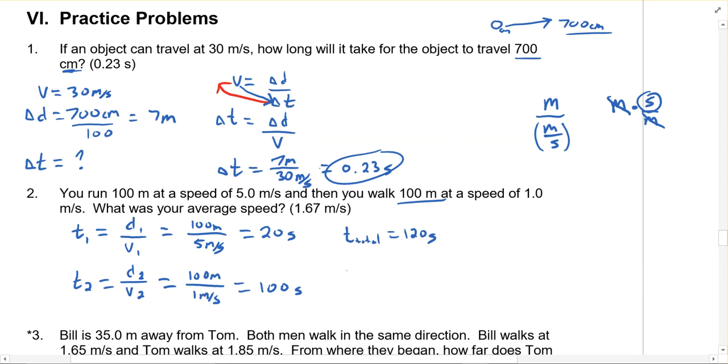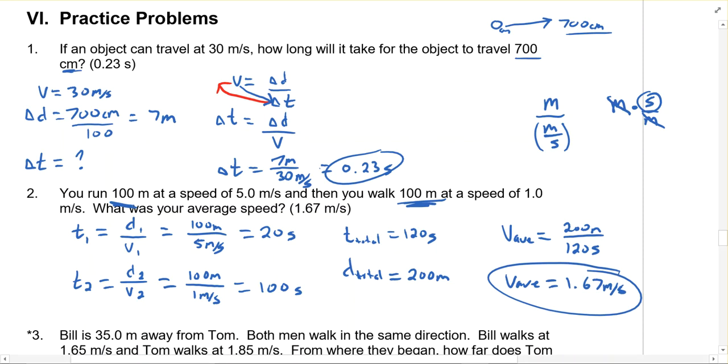Okay, D total is going to be equal to, well, just the two distances, so 100 and 100. So that's going to be 200 meters. Okay, and then for average velocity, V av is going to be total distance over total time. So 200 meters divided by 120 meters. Oh, sorry, 120 seconds. That didn't make sense. So V av is equal to 1.67 meters per second.